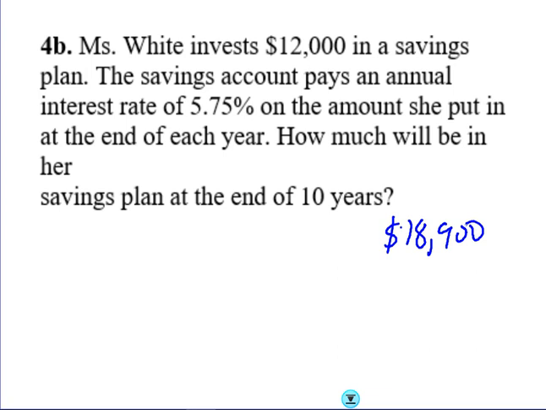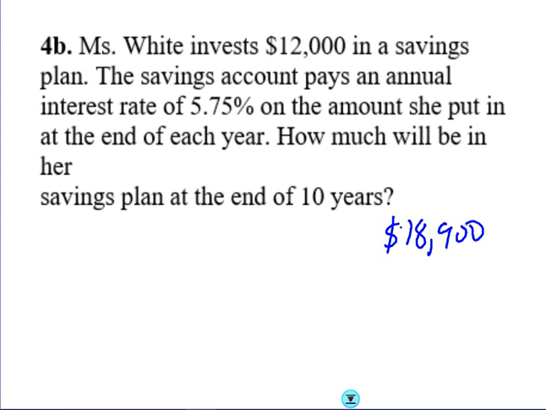So if you go through that process and you got $18,900, you did it right. So why don't you pause the video here, try it for yourself, and then press play when you've done it if you've gotten $18,900. And if you didn't get it right, then look along and pay very close attention so you can get it right and find out what you did wrong.